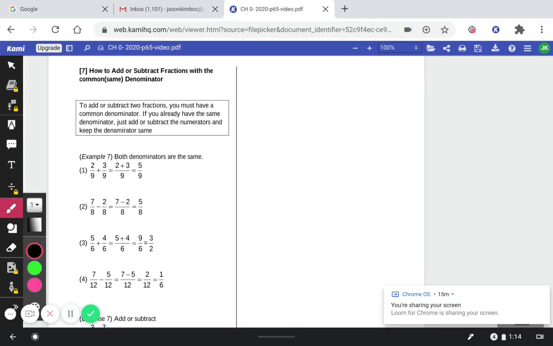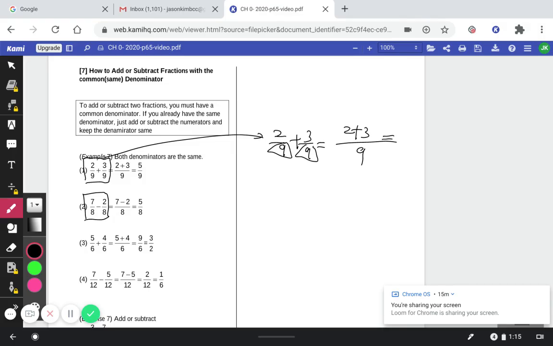Now the next topic: how to add and subtract fractions with a common denominator. Okay. So when you have addition and subtraction with the same denominator, that's easy. You make them into one denominator because they are common. They are the same. And the numerator, you only do the operation on the numerators. So you end up with 5 over 9. Same thing in the subtraction.